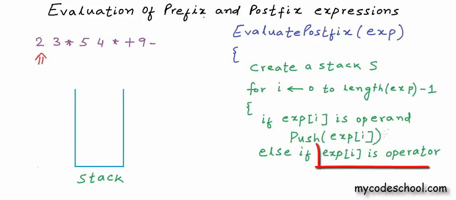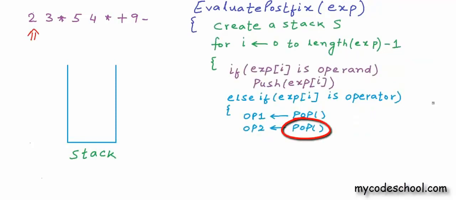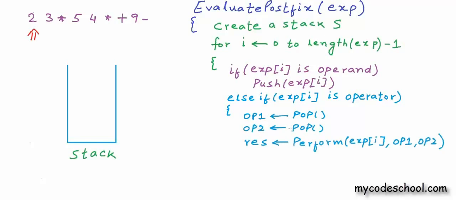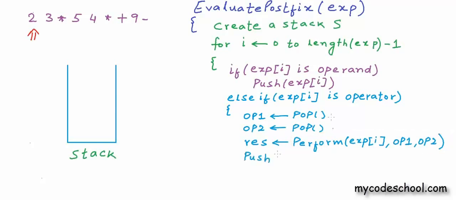Else, if expression[i] is an operator, we should do 2 pop operations in the stack and store the value of the operands in some variables. I'm using variables named op1 and op2. Let's say this pop function will remove an element from the top of stack S and also return this element. Once we have the 2 operands, we can perform the operation. I'm using this variable to store the output. Let's say this function will perform the operation. Now the result should be pushed back onto the stack.